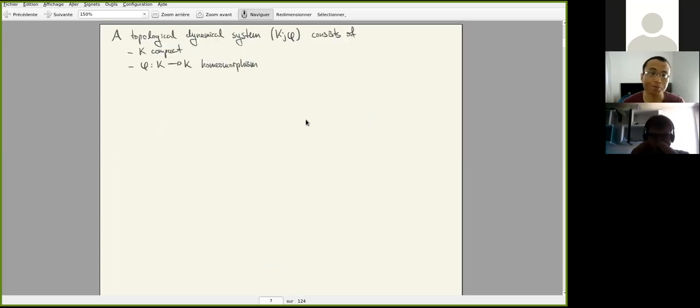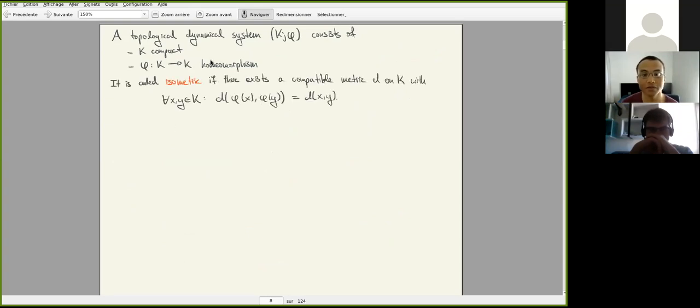And so we start with a topological dynamical system, K phi. This for us just means that we have a compact space and a homeomorphism on the space. And then the question is, okay, if we want to have such a decomposition, we need some notion of systems which consist purely of eigenvectors, or which can be described in terms of eigenvectors. And these are precisely the isometric systems. So systems where we can find a compatible metric on our space, which is invariant under the dynamics.